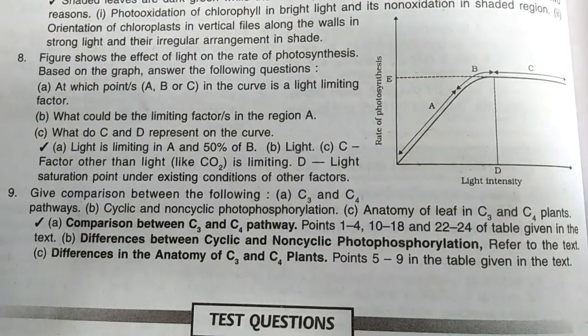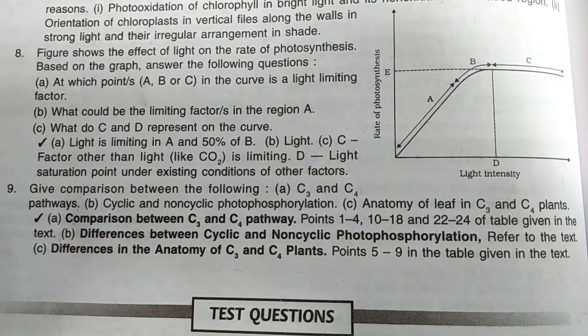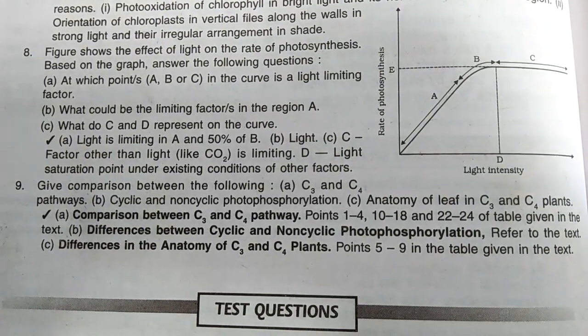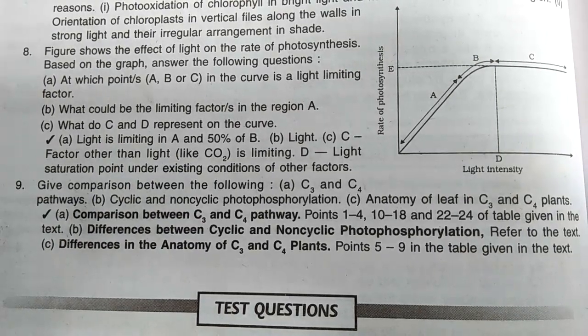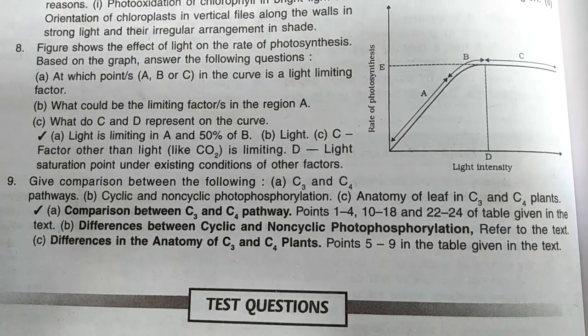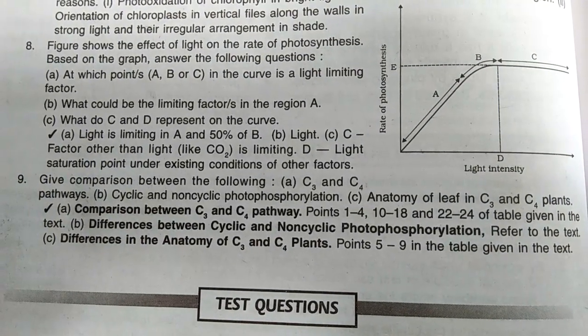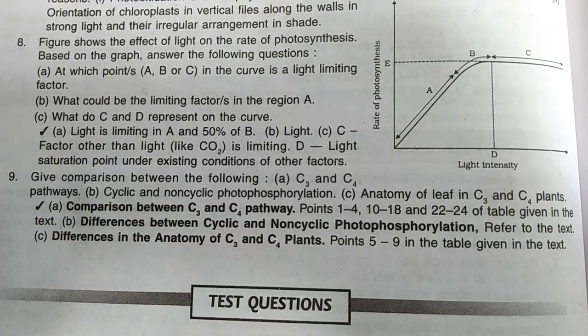So the question 9 is give comparison between the following. A. C3 and C4 pathways. B. Cyclic and non-cyclic photophosphorylation. C. Anatomy of leaf in C3 and C4 plants. Question A: comparison between C3 and C4 pathway.